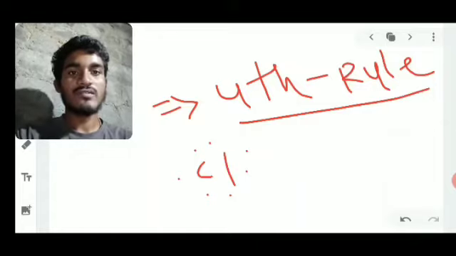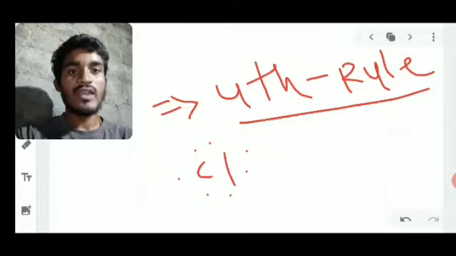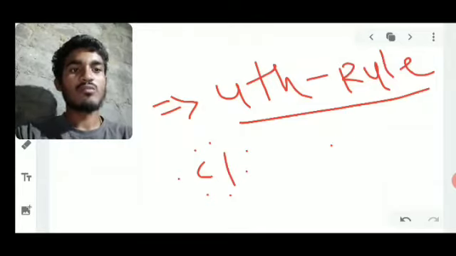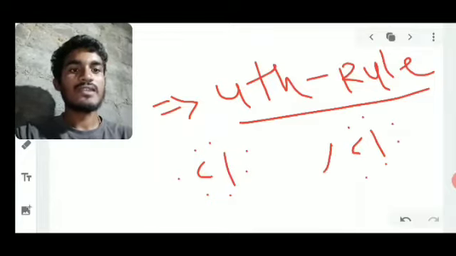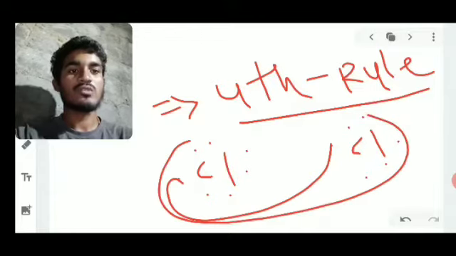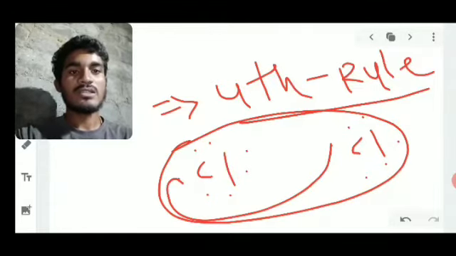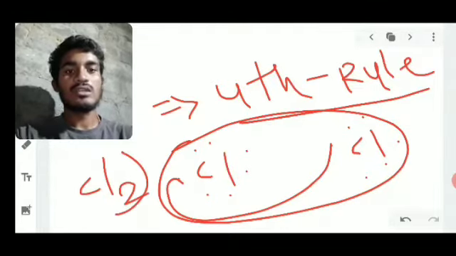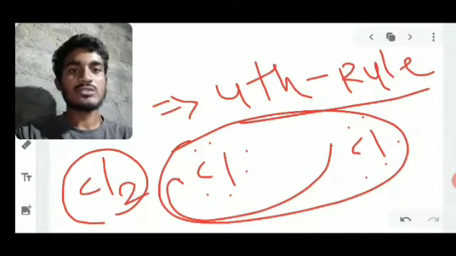To get the octet configuration, we need only 1 more electron. So when we write another Cl here, it also gets an octet configuration. Two chlorine atoms combine to form Cl2. This is the fourth rule: each atom has to write its electron dotted structures.